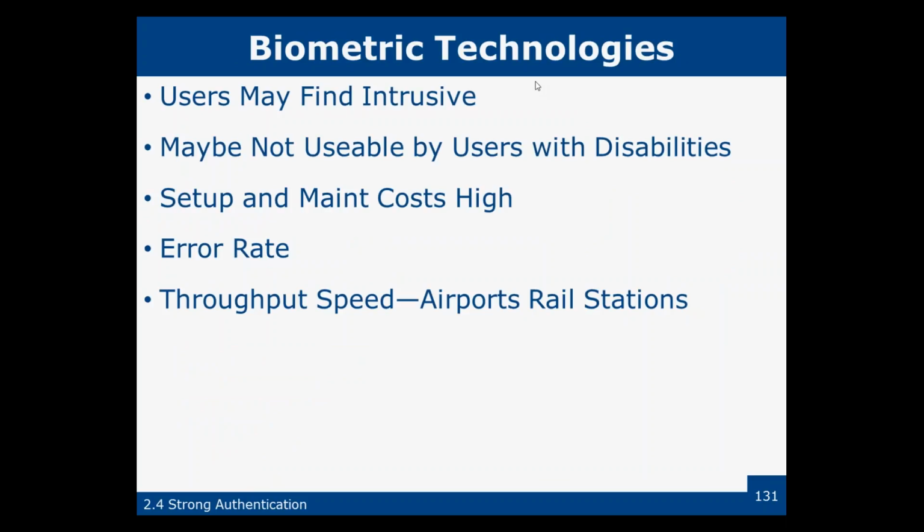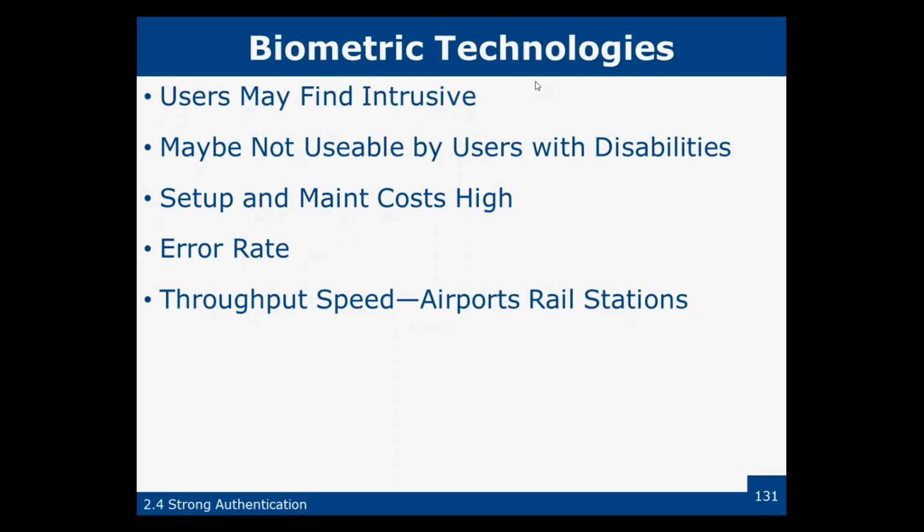Biometric technologies: some users may find them intrusive or threatening to their privacy. They may not be usable by users with disabilities. The setup and maintenance costs can be high. The error rate can also be high. They are susceptible to errors: false negatives and false positives. So that's both sides of the coin.